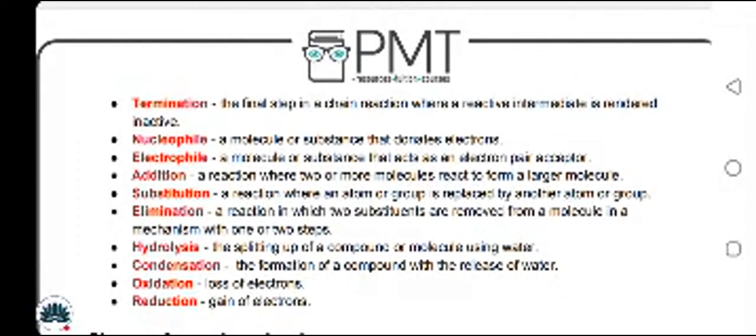Nucleophile: a molecule or substance that donates electrons. Electrophile: a molecular substance that acts as an electron pair acceptor. Addition: a reaction where 2 or more molecules react to form a larger molecule. Substitution: a reaction where an atom or group is replaced by another atom or group. The one question that arises here is: in which of the groups, alkanes or alkenes, do addition and substitution act?